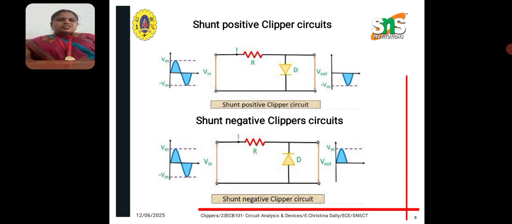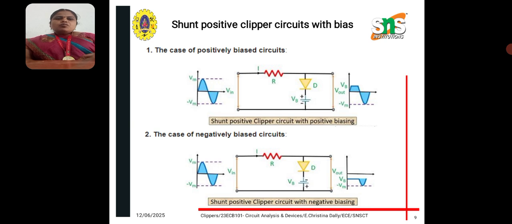In the case of the shunt, the resistor is replaced by the diode and the diode is replaced by the resistor. We apply an input signal in sinusoidal form. If it is a positive shunt clipper, the negative portion will remain. In the case of the negative clipper, the positive portion will remain. Here we have the biasing circuit. On the positive side, the positive alone has been biased, and on the negative side, we will get the waveform.